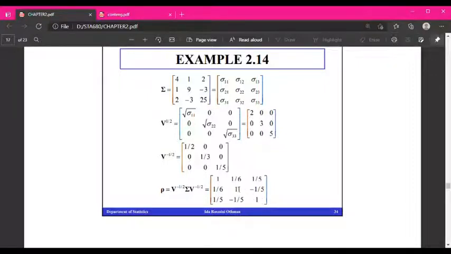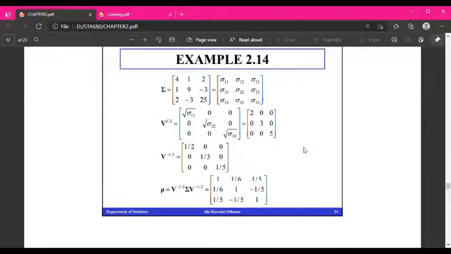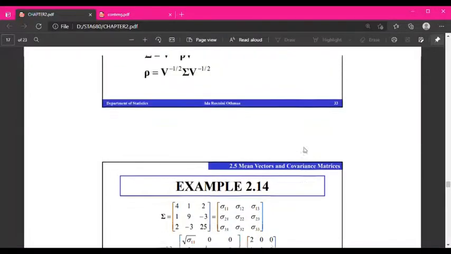So kalau you tengok dekat sini, all the diagonal is 1. And then 1/6 here adalah correlation between first variable dan second variable. 1/5 here adalah correlation between first variable dan third variable. Negative 1/5 adalah correlation between second variable and third variable. Okay, so that is the way how you use the formula to find the correlation.